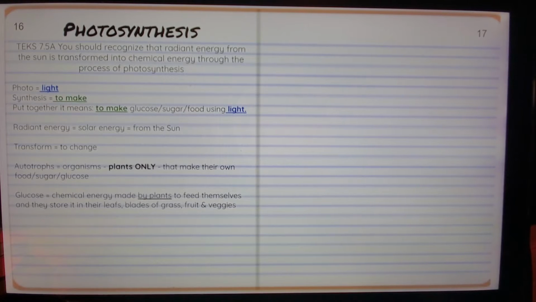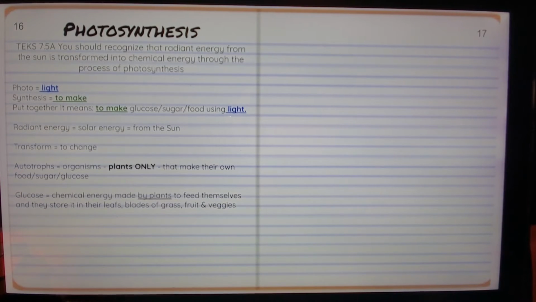Autotrophs are organisms, and here on Earth, it is only plants that make their own food, sugar, glucose. All those three words mean the same thing. And you may hear me say food sometimes, sugar sometimes, or glucose. They all mean the same thing. But autotrophs are organisms that make their own food. They don't have to eat other organisms like we do. A lettuce is an organism. Chicken is an organism. We need to eat other organisms who live. Autotrophs do not. Glucose. Glucose is, it says, a chemical energy made by plants. Humans cannot make glucose.